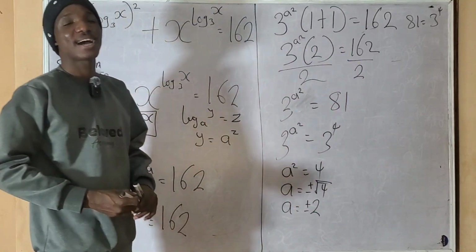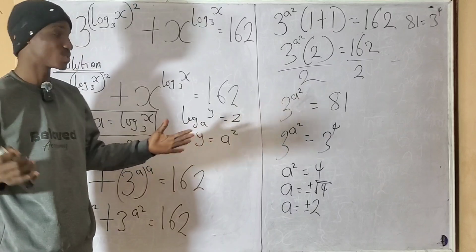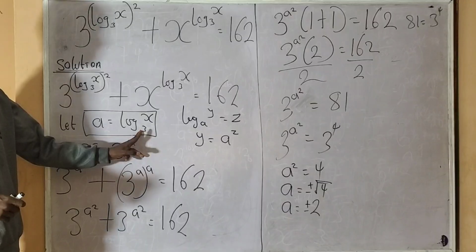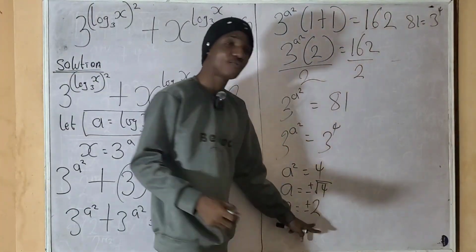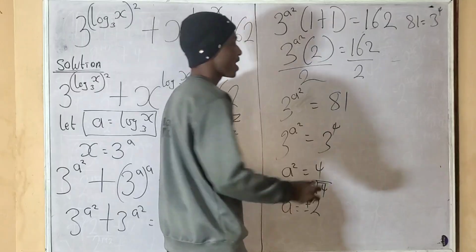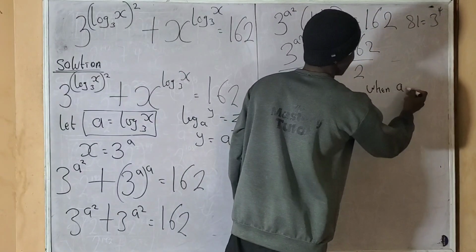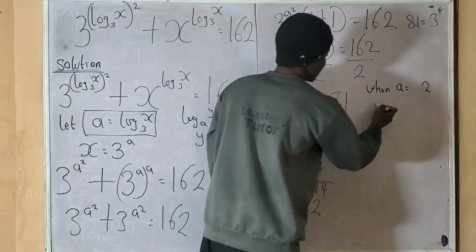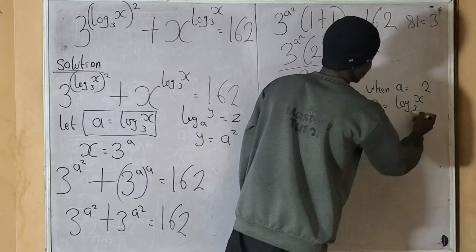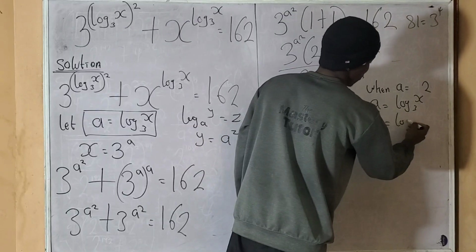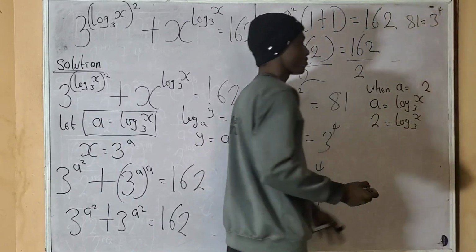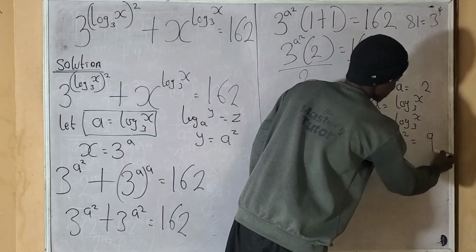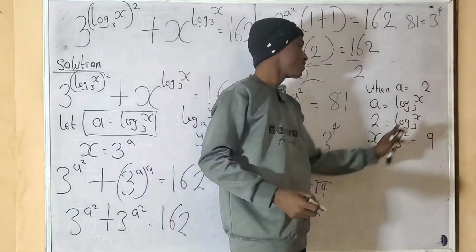So now, do not forget that our goal is to find the value of x, not the value of a. Recall that we said let a equal what? Log x base 3. Do not forget this. Now, we have two values of a, so we're going to examine both values. When a equals positive 2, we have a equals log x base 3. I'm going to have 2 equals log x base 3. If you want to get the value of x, x will equal 3 raised to the power of 2. 3 raised to the power of 2 is what? 9. So when a equals 2, the value of x is 9.